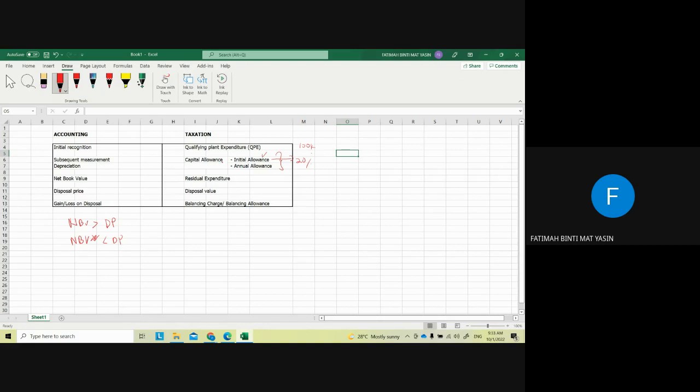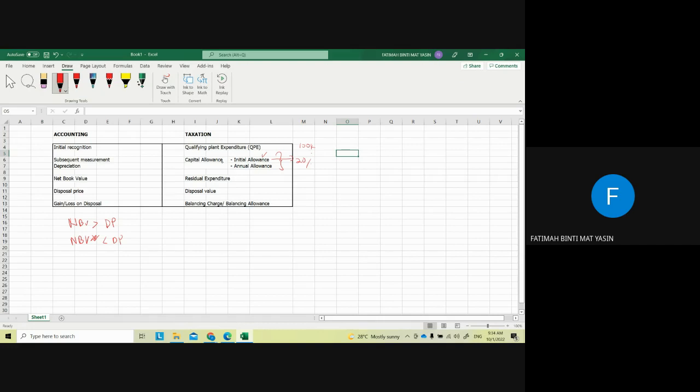Annual allowance is the allowance that the company can claim every year. The rate is different, depending on the types of asset that the company has. It could be 10%, 15%, or 20%. But the company can only claim the annual allowance up to the amount of the qualifying plant expenditure. So for example, let's say the qualifying plant expenditure for the asset is 100,000. It means that the company can claim the annual allowance up to 4 years only, because they already claimed the initial allowance.